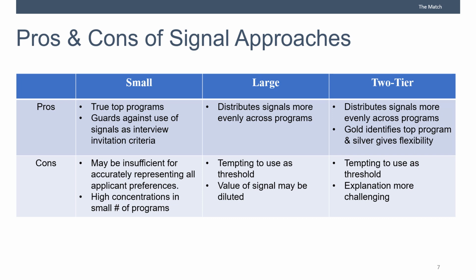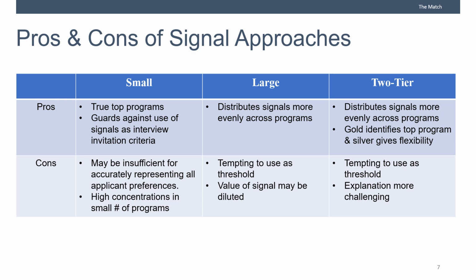Starting with the pros. Small signals may better reflect genuine interest, and they offer protection to applicants. It's harder to use a signal as a requirement for interview. This offers more protection to the applicant because program directors may not put as much weight on that single variable. The downside is that a small number of signals may not be enough to represent all of the applicant's preferences.